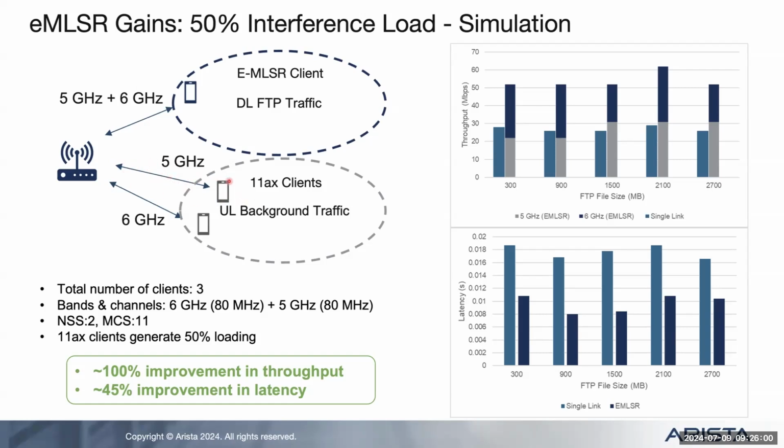No, so the main takeaway here is that this test of 5 and 6 is not simultaneous. Which means the EMLSR client is going to understand the traffic pattern, and if it senses that the 5 gigahertz link is overloaded, then it immediately switches to 6 and starts transmitting there. That way it gets the steering benefits and aggregation benefit, and that resulted in higher throughput compared to the single link operation. In the single link case, Okay.